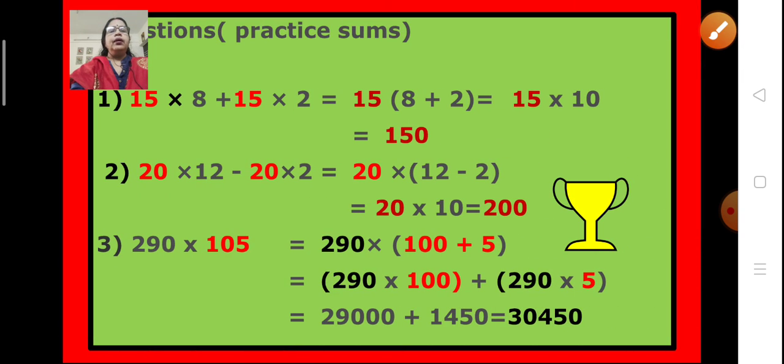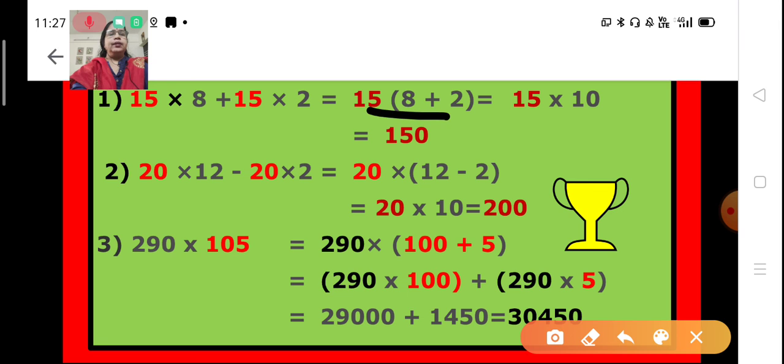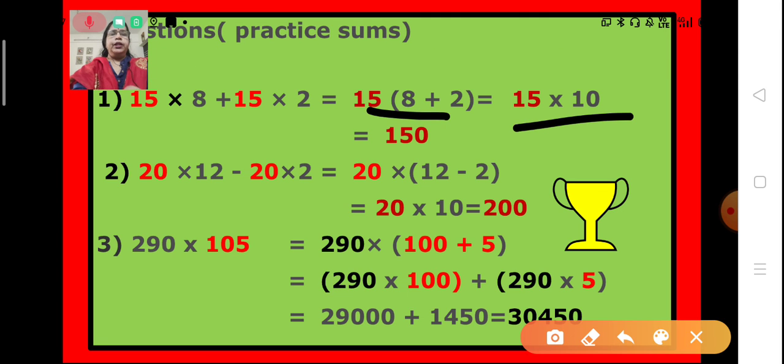Then next, we have some questions here which are to be practiced. All right. So what is the first one? 15 into 8 plus 15 into 2. So how can you simplify this and find the answer? We will take 15 as common, and 8 and 2 we first add and then multiply with 15. Okay. So here it is done like this, and 15 into 10 becomes 150.